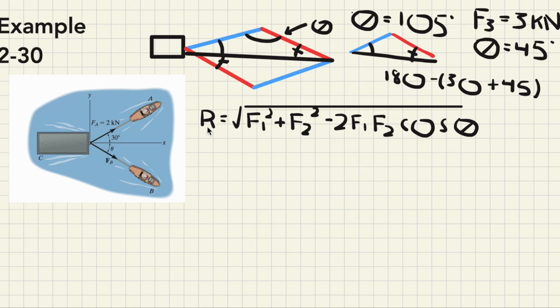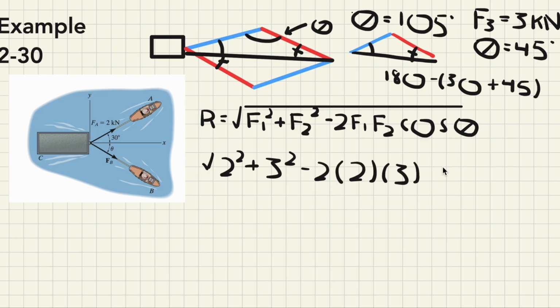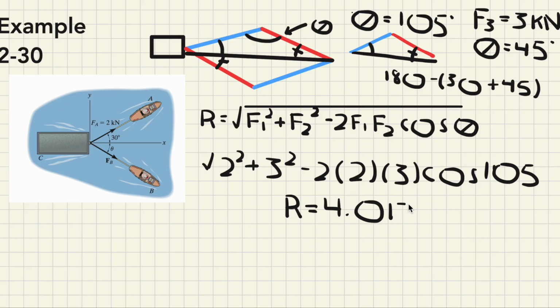So now that we have that, we can plug into our big equation here. So let's do F1, we know is 2 squared plus FB is 3 squared minus 2 times 2 times 3 cosine 105. And that is going to give us a resultant magnitude of 4.013 kilonewtons.